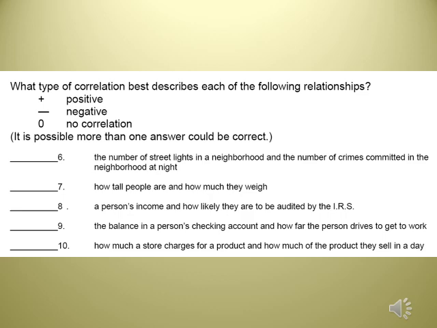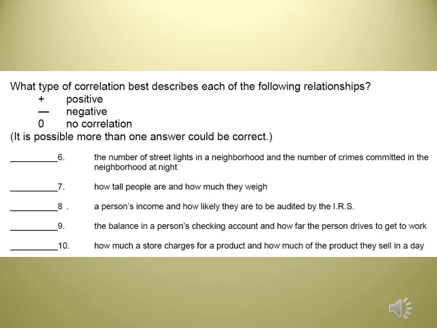The last one on this section, it says how much a store charges for a product and how much of that product they sell in a day. That's a perfect idea of economics, and what it is, is a negative correlation. When prices go up, people tend to buy less. When prices go down, they tend to buy more.